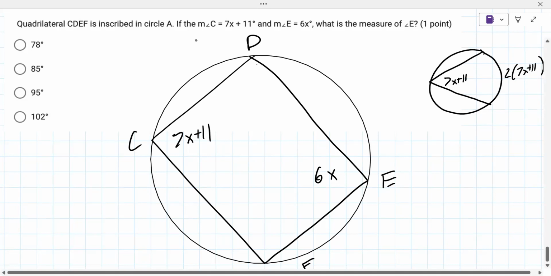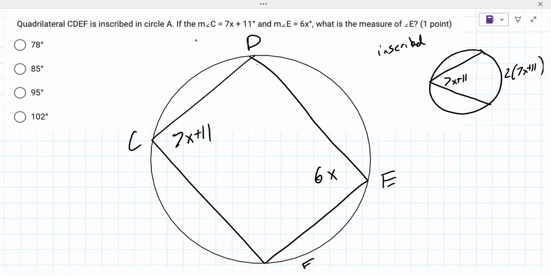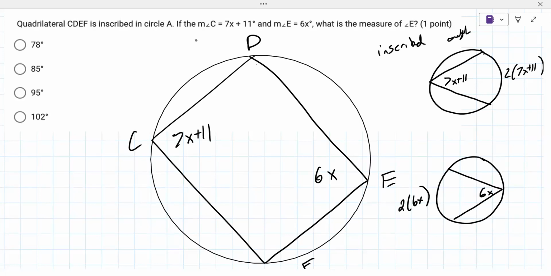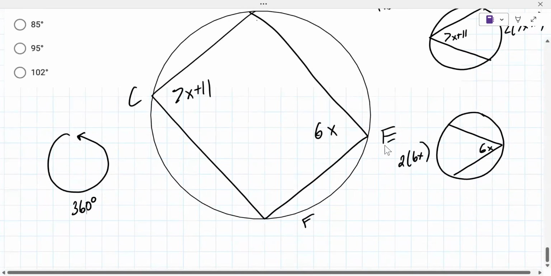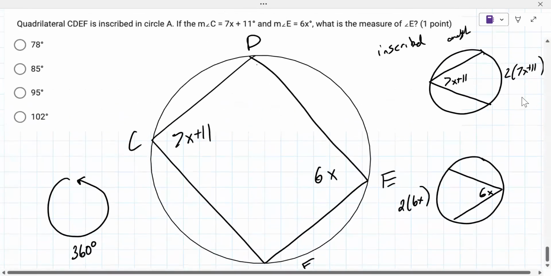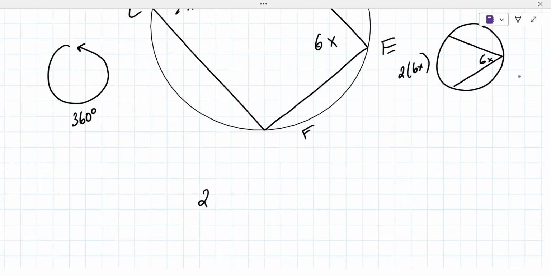That's the inscribed angle. Do you remember that from earlier in our lesson today? And then similarly, 6x, if you double it, you get 12x here. Now, why am I doing that? Because if you go all the way around a circle, you get 360 degrees. So the doubling of each of these, 2 times 7x plus 11, plus 2 times 6x equals 360.